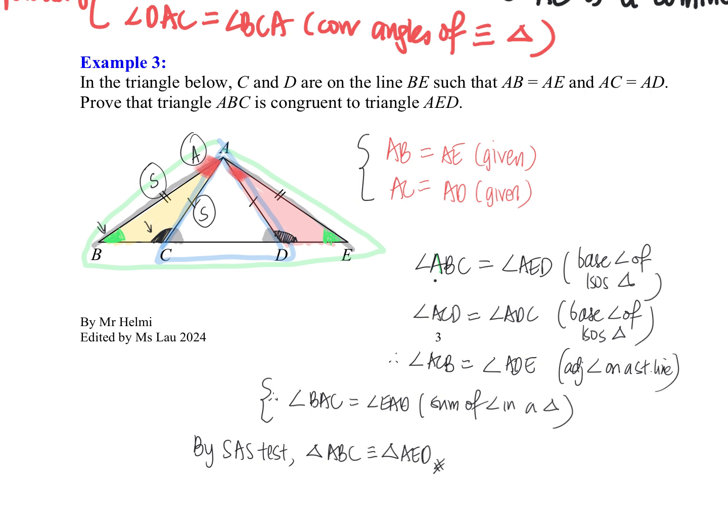Okay, can we move on? So this is it for 6.1. 5 congruency tests. Can you tell me what they are? SAS, SSS, AAS, RHS, ASA. So these are your 5 C's. If anybody asks you if you got 5 C's, you say yes. Your 5 congruency tests: SAS, SSS, RHS, AAS, and ASA.